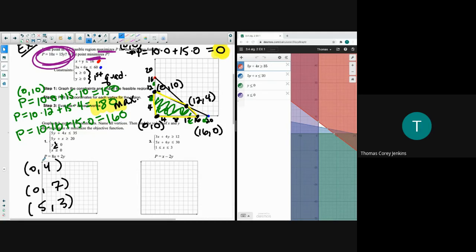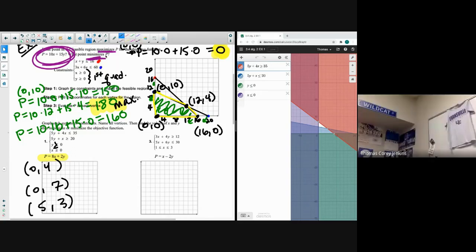Okay, so our function here is this right here, p equals 8x plus 2y. Given all these constraints, we will go ahead and sub in our values and see which one maximizes. I think that's all it asks. Name all vertices, which we've done. Name the value of x and y that maximize or minimize the function.